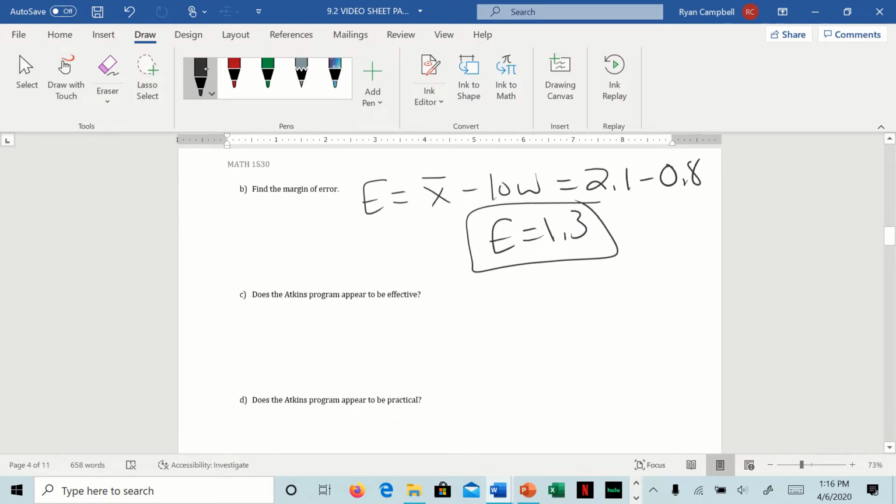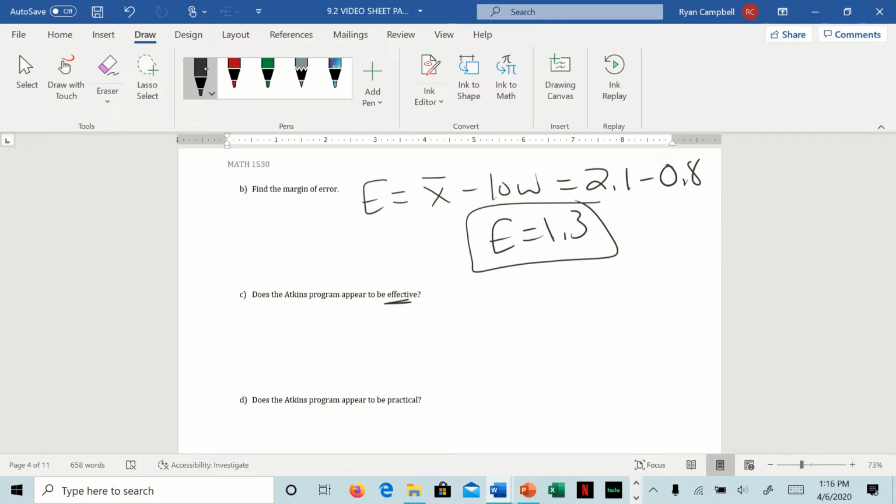So number 1, does the Atkins program appear to be effective? If you're on a weight loss program and it's effective, how many pounds should you be losing more than? If it works, you're going to be losing more than 0 pounds. We're not saying people are going to want it. We're just saying, does it work? Does all this research actually work?